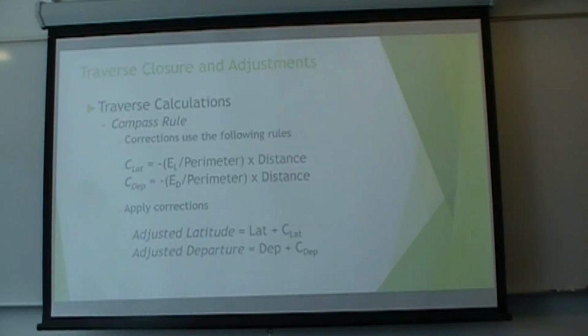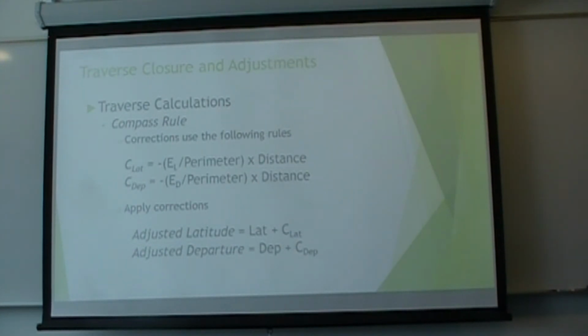The compass rule basically works in two steps. You first calculate a correction for each latitude and departure, and then you apply that correction to adjust it. Your correction for latitudes is the error in latitudes divided by the perimeter times the distance of the course that you want to correct. So if you have 5 courses, you're going to have 5 corrections, not just 1. Also notice there's a negative sign out front, and what that's doing is just flipping the sign of your corrections. So if your error in latitudes is negative, all your corrections should be positive. That's all that's really saying.